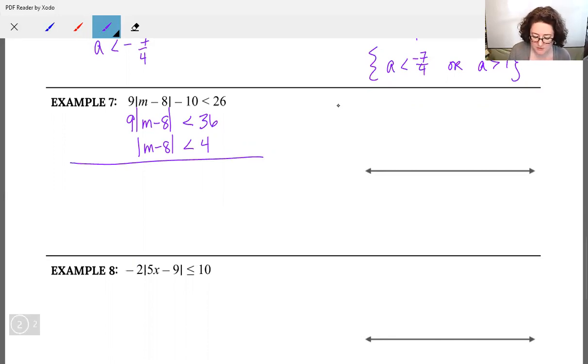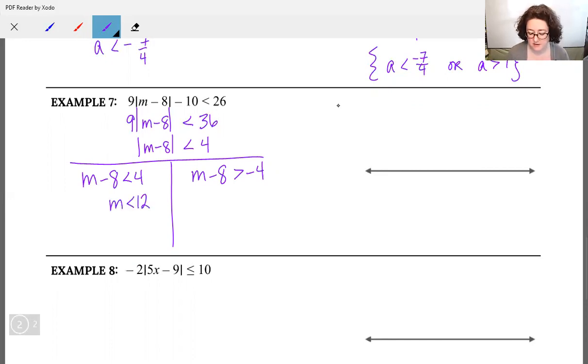And I need to do my 2 versions. So I have m minus 8 is less than 4, no changes other than getting rid of the absolute value bars. Second equation, m minus 8 greater than negative 4. Again, flip it around because I multiplied by a negative for the 4. Okay, add an 8 to both sides. So m is less than 12. And on our right-hand equation, that means that m is greater than 4.